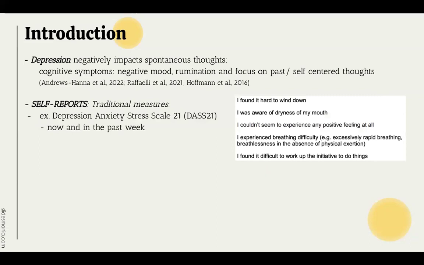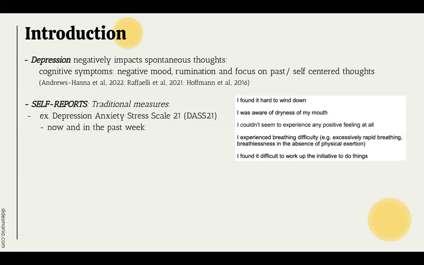Here's an example of the Depression, Anxiety, and Stress Scale, the DASS-21, which usually asks: have they felt aware of dryness in their mouth? Was it hard to wind down? And the participant has to say how many times a week they have felt that.